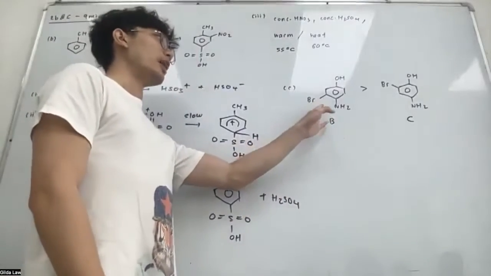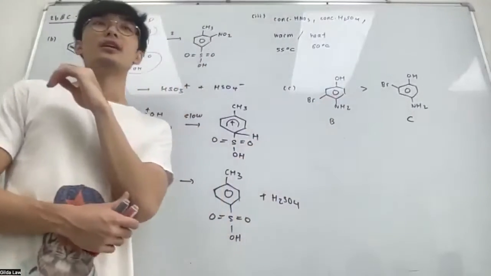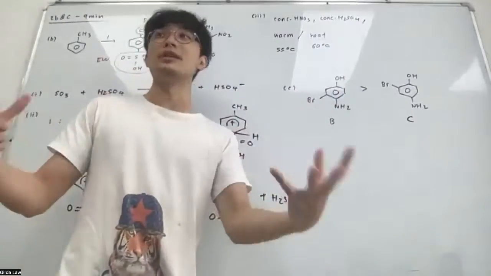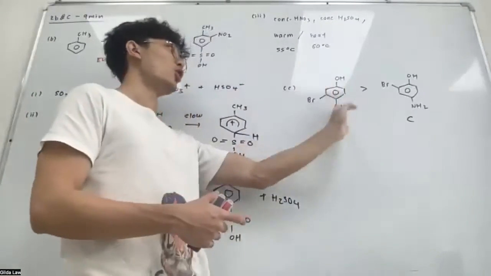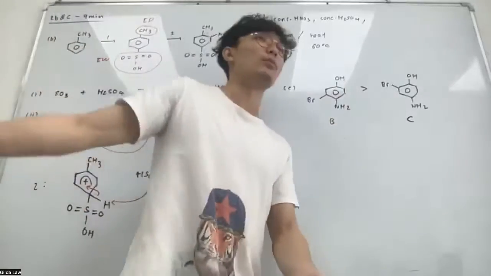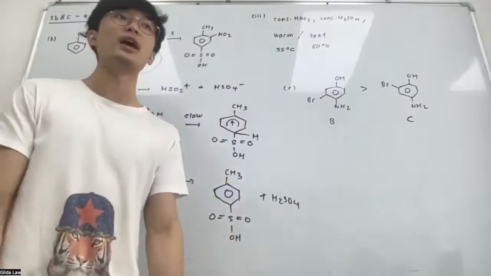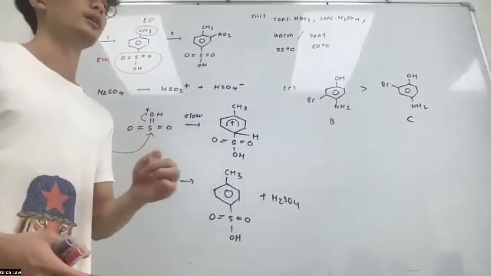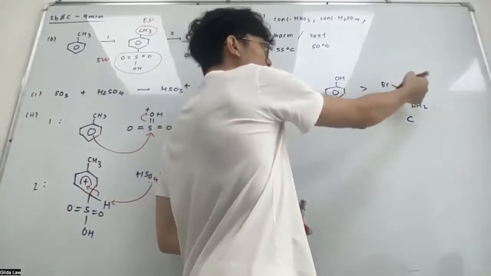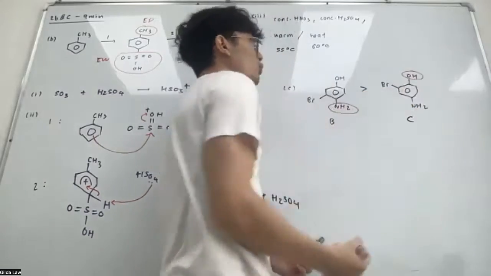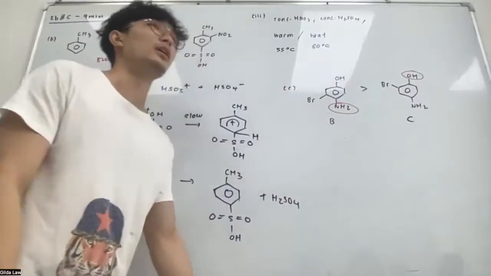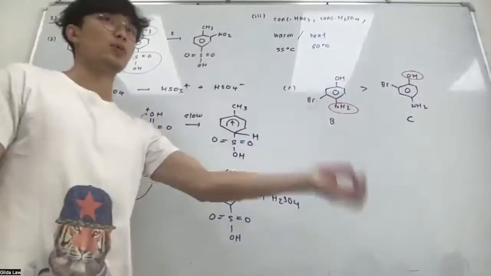Now for structure B, whose directing effect am I following? NH2. First of all, NH2 and OH are the groups on the benzene ring, so you must follow either OH's or NH2's directing effect. If you don't know what the directing effect is, your data booklet is your best friend. Both are 2,4 directing. This one follows NH2's 2,4 directing effect, and this one follows OH's 2,4 directing effect. Then what's the problem here? B is preferred to C. What does that mean?